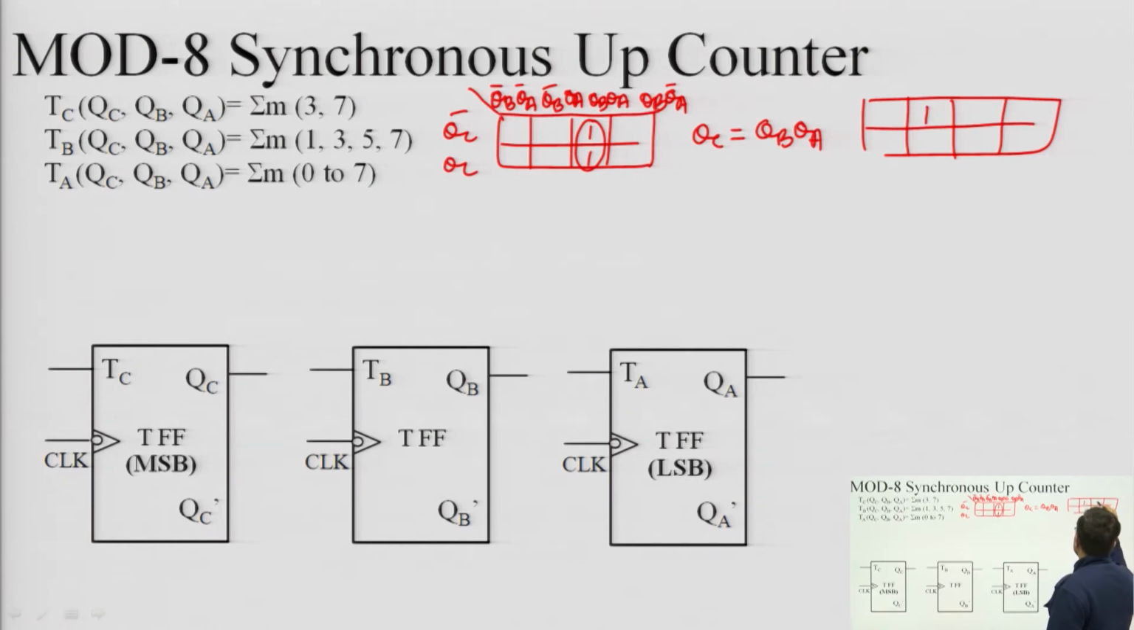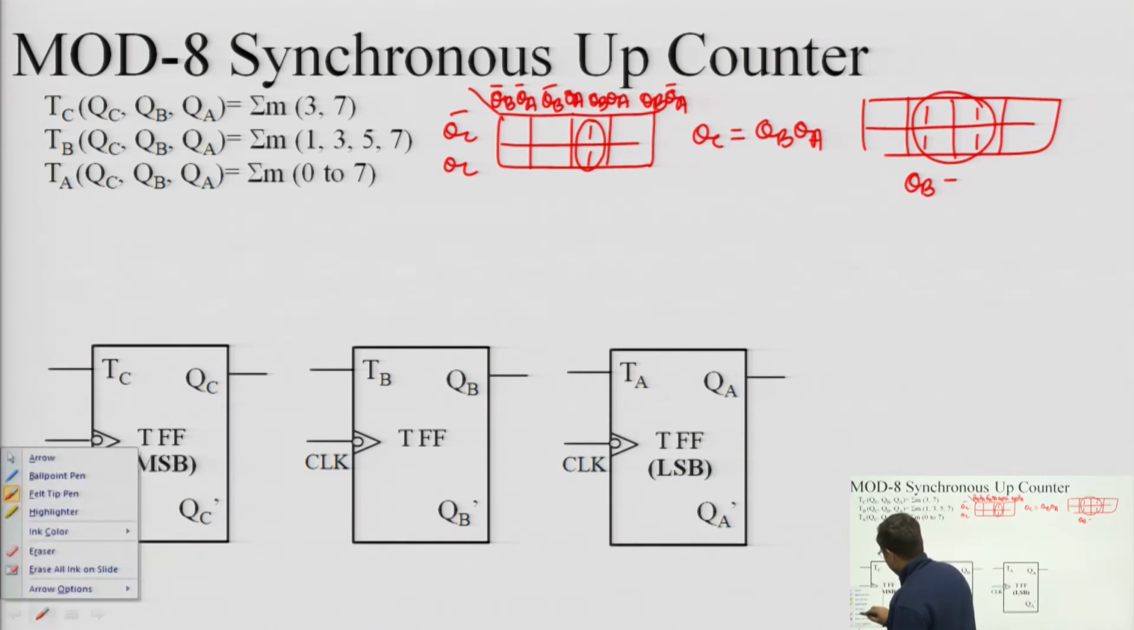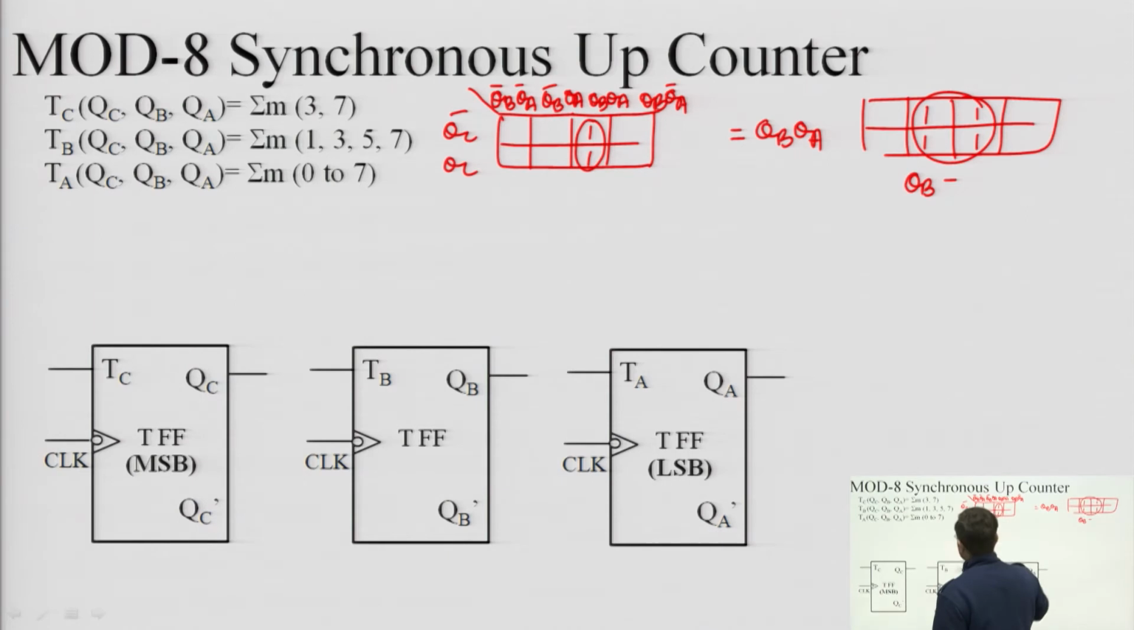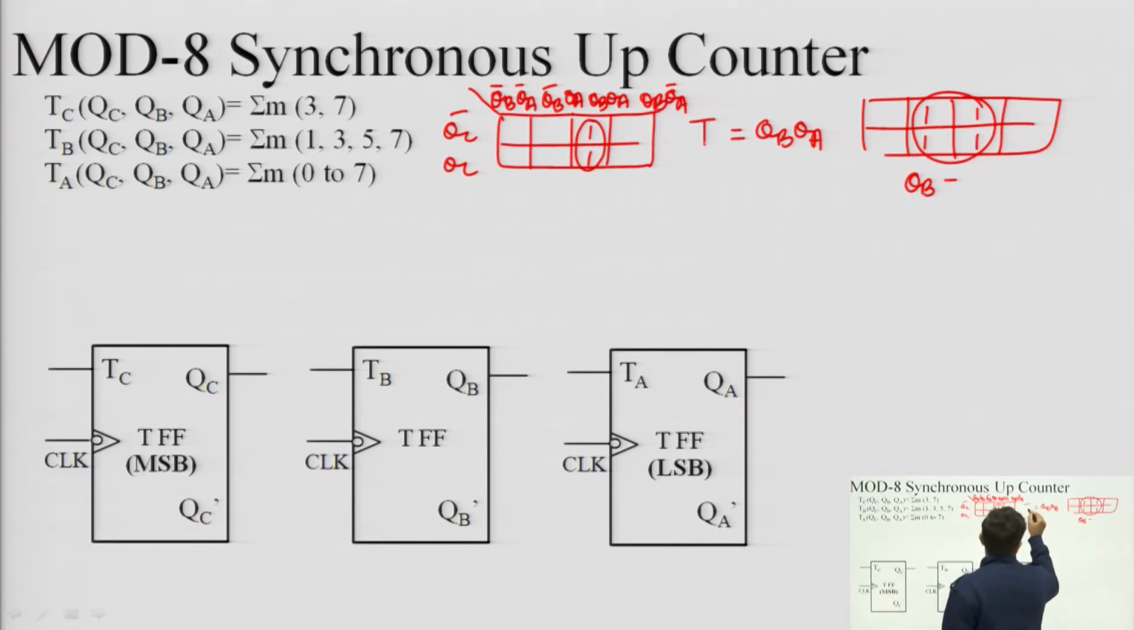So, 1, 3, 5 and 7. This will be the K map which corresponds to this. So, this is not QC, this is actually equal to TC. I am changing it. This is not QC, this is TC. Similarly, this is not QB, this is TB.